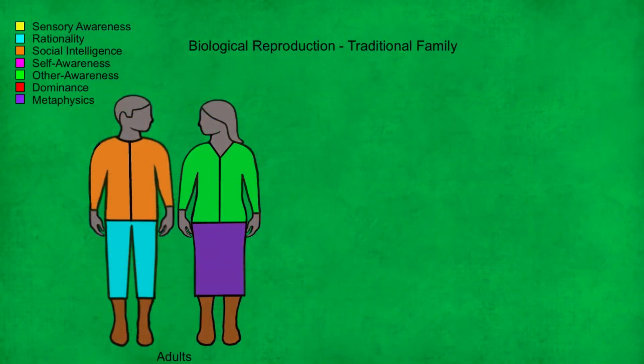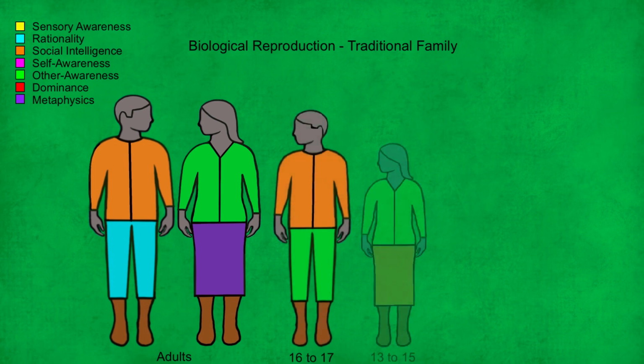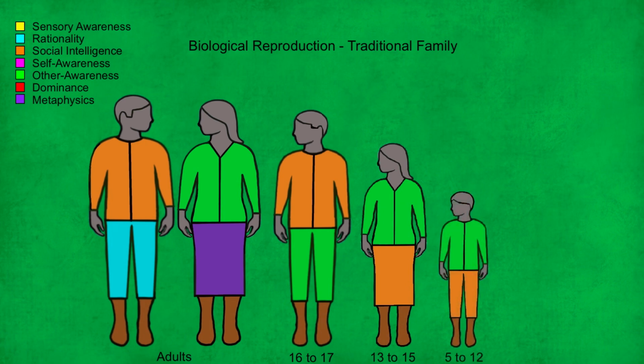This brings us to the representation of the family, of the reproducing couples. We have the adults. The young adults aged 16 and 17. The teenagers, 13 to 15. The children aged 5 to 12. The infants aged 3 and 4. And the babies from birth to 2 years old.